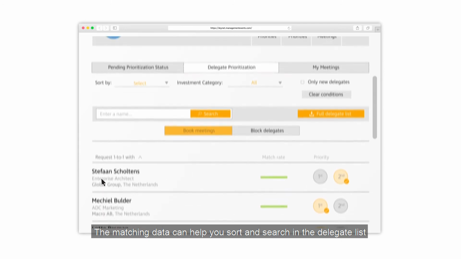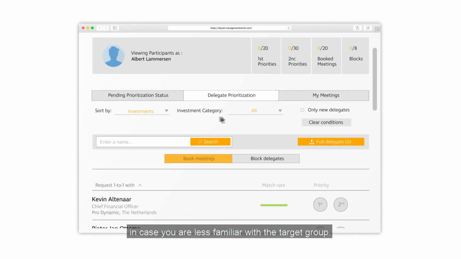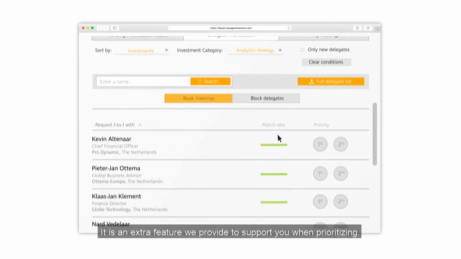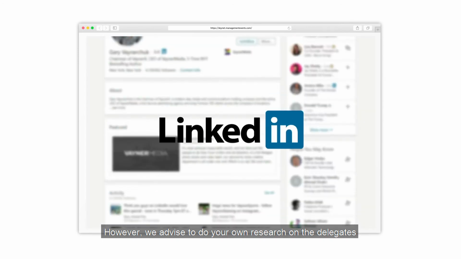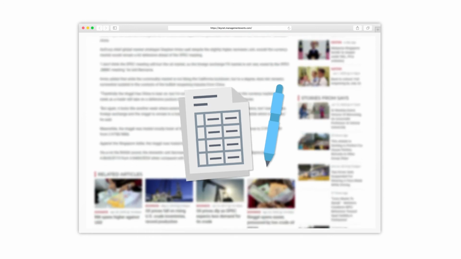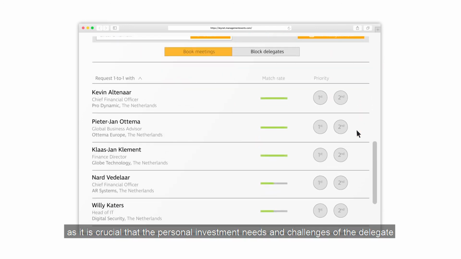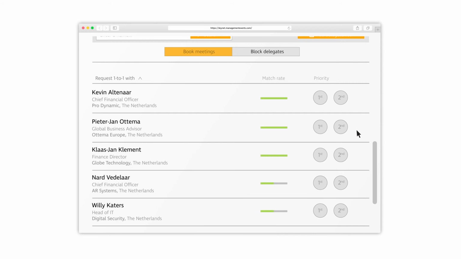The matching data can help you sort and search in the delegate list in case you are less familiar with the target group. It is an extra feature we provide to support you in prioritizing. However, we advise you to do your own research on the delegates before you select who you would like to meet, as it is crucial that the personal investment needs and challenges of the delegate matches your proposition.